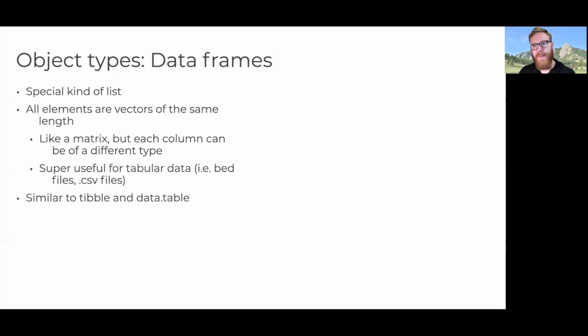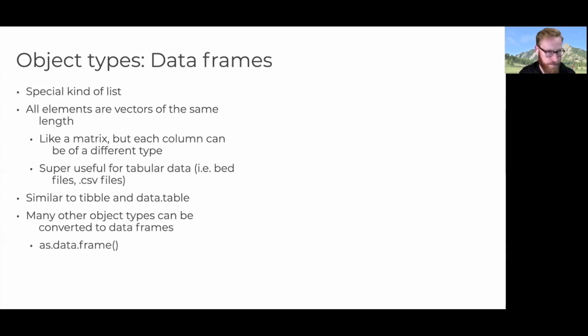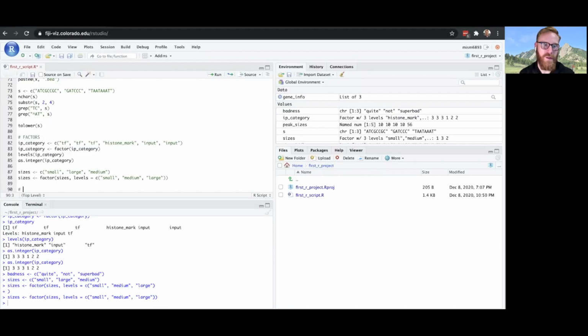So a data frame is the base R object, but other R objects that emulate data frames are tibble from the tidyverse and data.table. They're often interchangeable with data frames and can be coerced into data frames. Many other object types can be converted to data frames, and since data frames are so nice to work with, often we will convert objects to data frames before manipulating them. And the function to do that is as.data.frame. Okay, so let's create a data frame now.